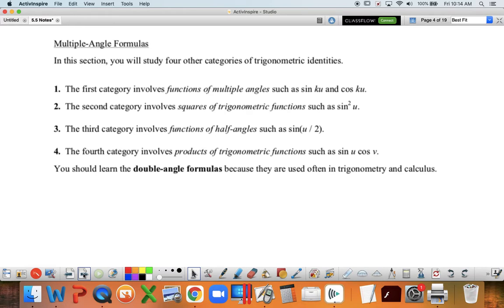Often these formulas are used in trigonometry and then eventually in calculus. Believe me, I've asked our AP calculus teacher if there's any of these that I can cut out, and he has said absolutely not. So we are definitely going to make sure we at least introduce these formulas to you. For those of you that go on to calculus, you have seen some of these before.